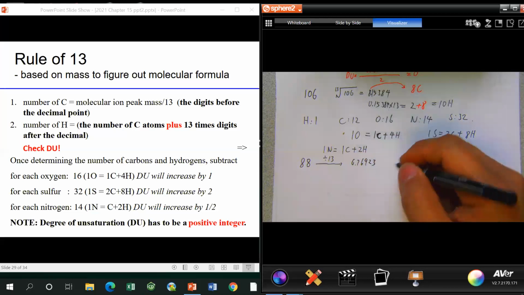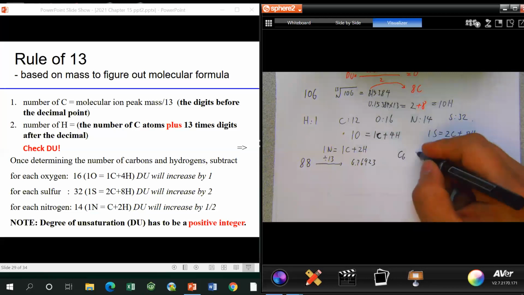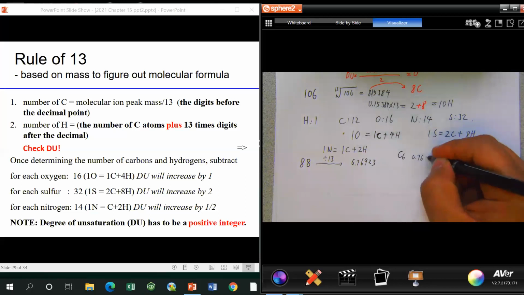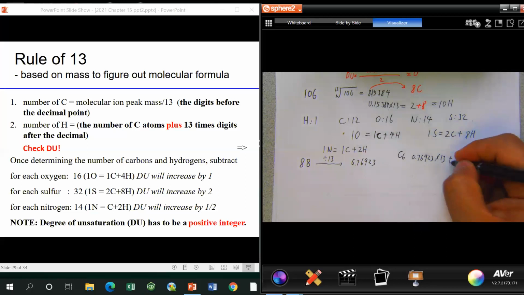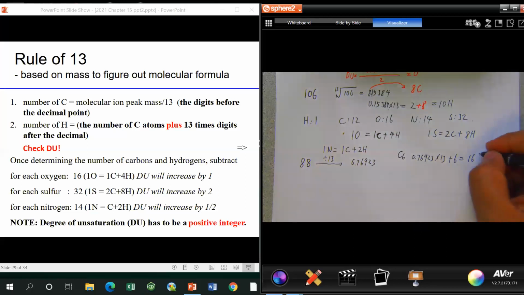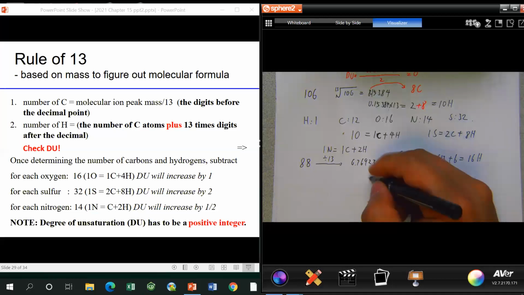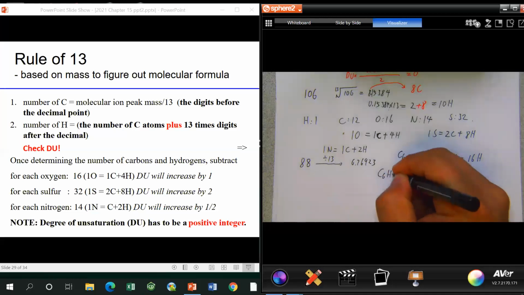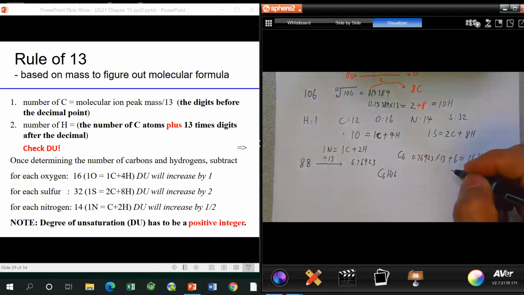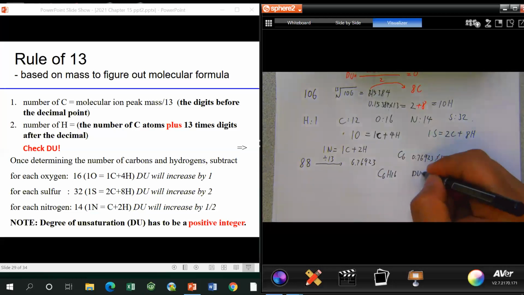6.923. All right, so the carbon number should be C6, and then the following 933, so times 13, and then plus 6, that's the carbon number. So that gives 16, which means 16 hydrogen. Yeah, that's right. So the formula we come up with so far is C6H16. If you do the DU number calculation, DU should be -1.